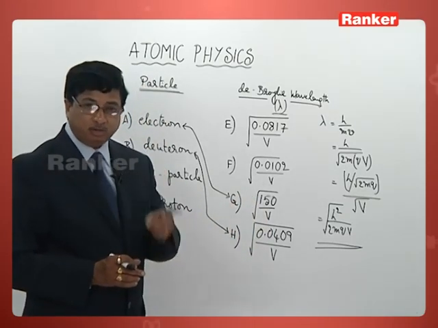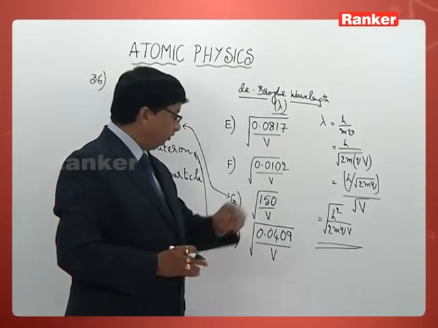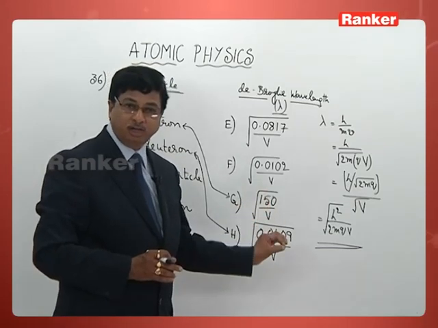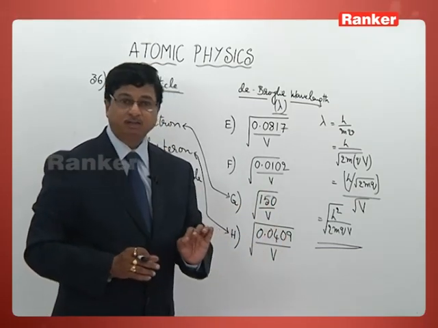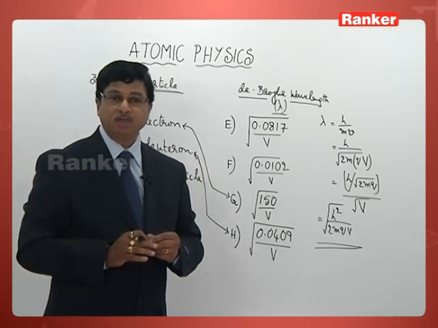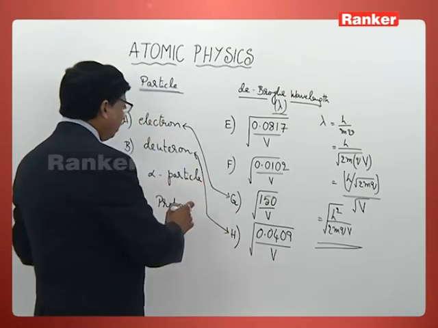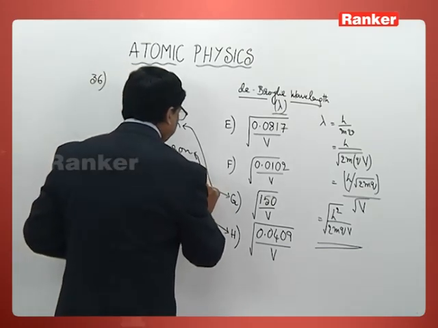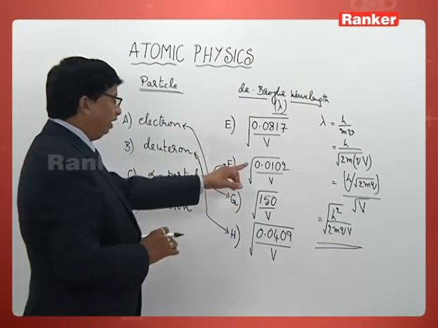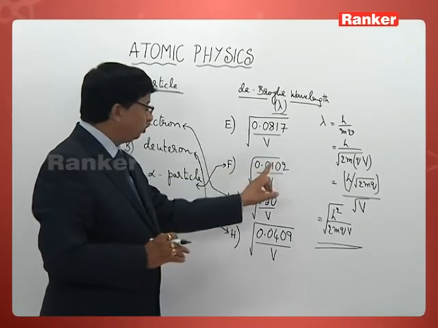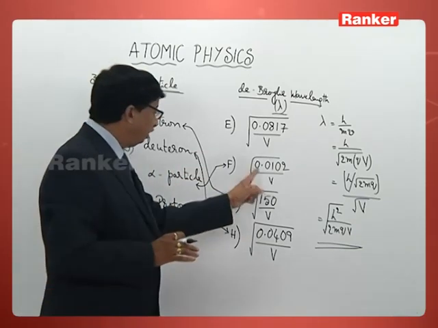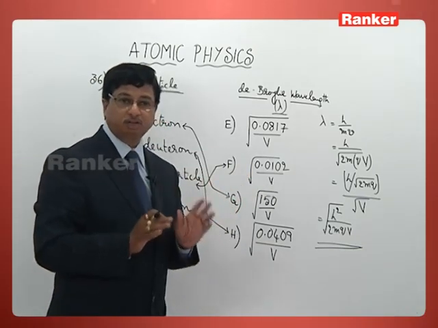So remember, for a deuteron, the de Broglie wavelength is nearly 0.0409 whole divided by V, right? Everything under root. Straight away we can take it like that. That is the second one. And of course for this C, for alpha particle, it is going to be F. So for alpha particle, what will be the value? 0.0102 whole over V, whole under root. So better remember this value directly. That's my advice to all of you.